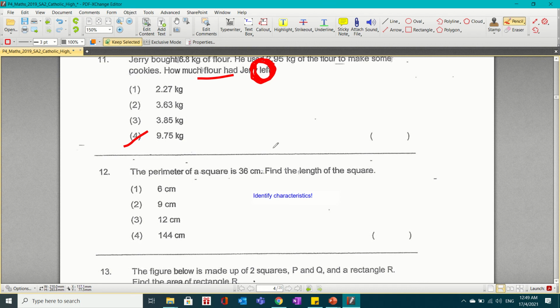Moving on, this question requires you to touch back on the basic knowledge that you have. So the perimeter of a square is 36 cm, and you have to find the length of a square. In this case, you should realize that they're looking at specific characteristics. So a square, you should realize that it has 4 equal sides. So in these questions, always remember to identify the specific characteristics you're looking at. Like a rectangle would have different characteristics compared to a square. So you always have to trace back to the origin, and then you have to remember what the different characteristics are.